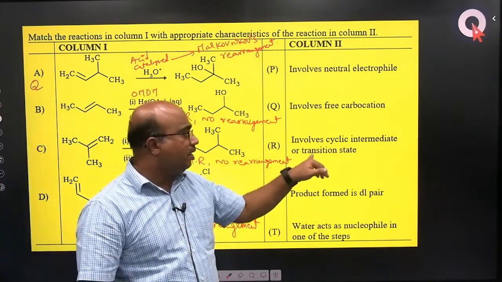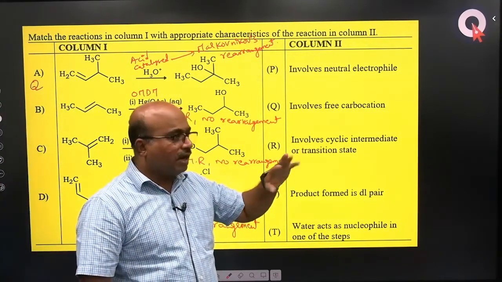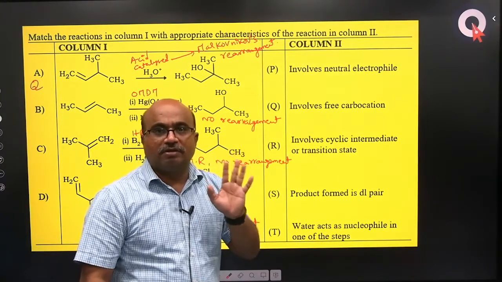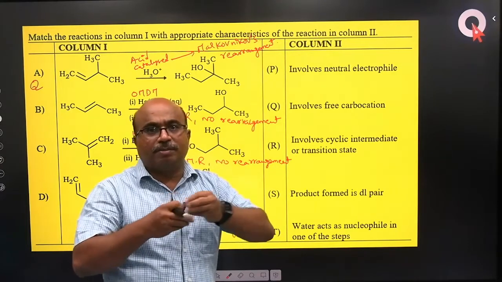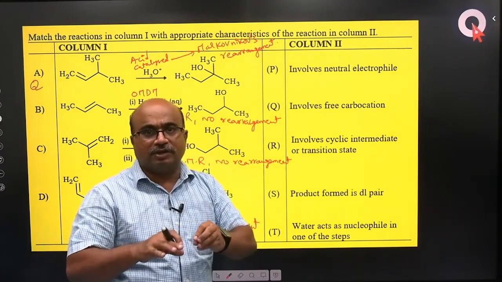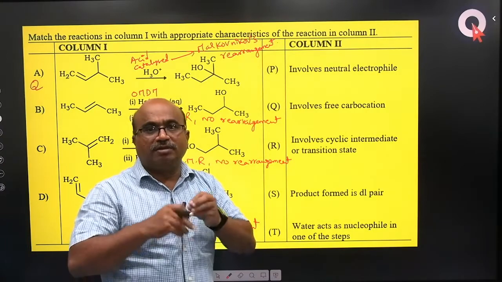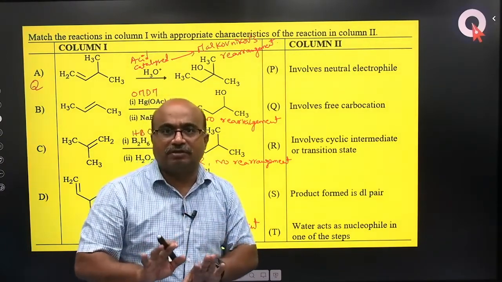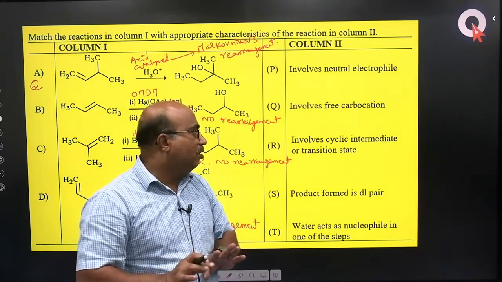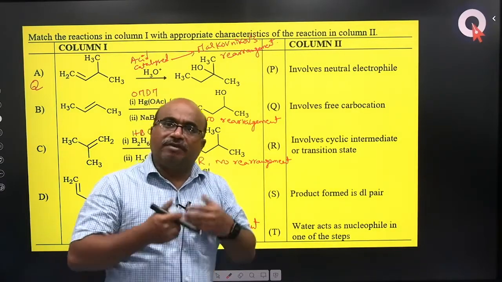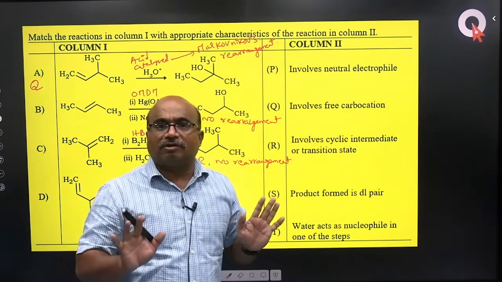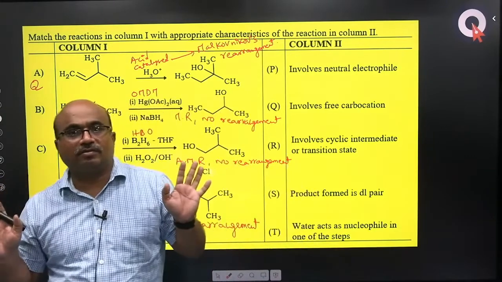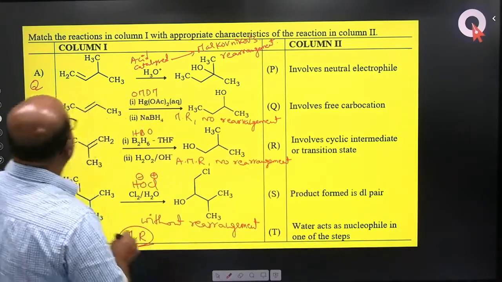Involves a cyclic intermediate and a transition state. Transition state can exist anywhere actually, because loss of bond or cleavage of bond, there is a transition state. Rearrangement is there, there is a transition state. So each and every step has a particular transition state. Clear? So anywhere the transition state exists, even a process which is a single step process, even a transition state exists. So you can take R also for this.